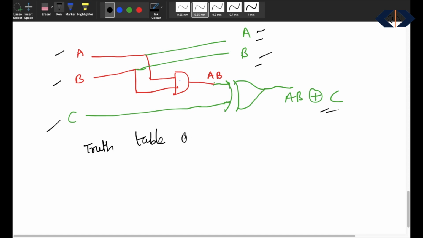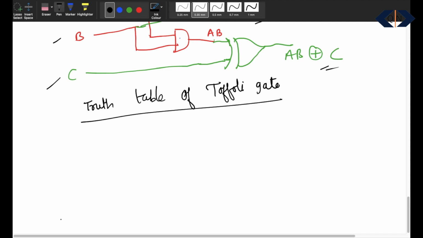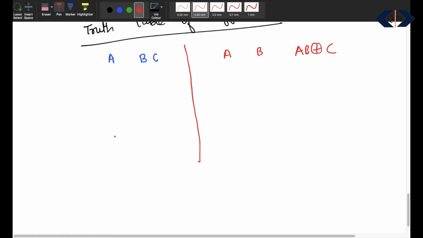Truth table of Toffoli gate. Let me scroll it slightly upward, and we can start writing A, B, C. Their output has A and B, and then AB XOR C. I hope you know how to write the truth table, because I have made many videos, I think one entire video, on how to make a truth table, so you can refer to those videos also. So let's write all the possible A, B.